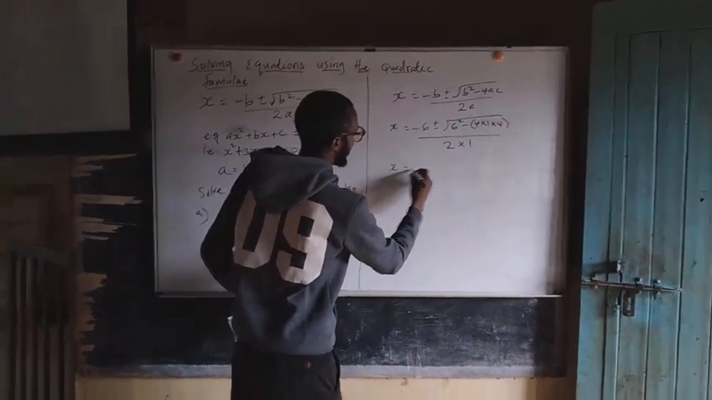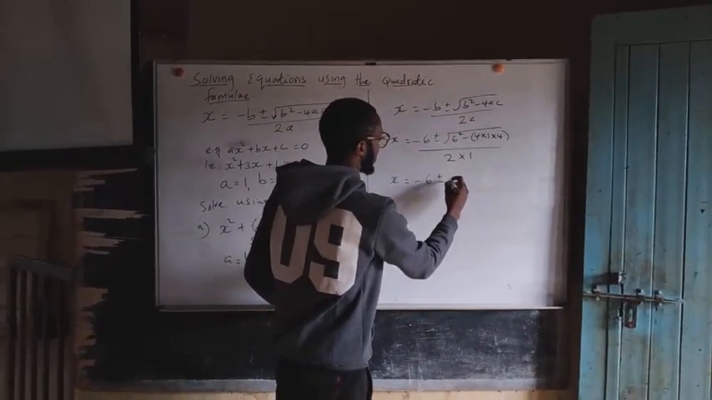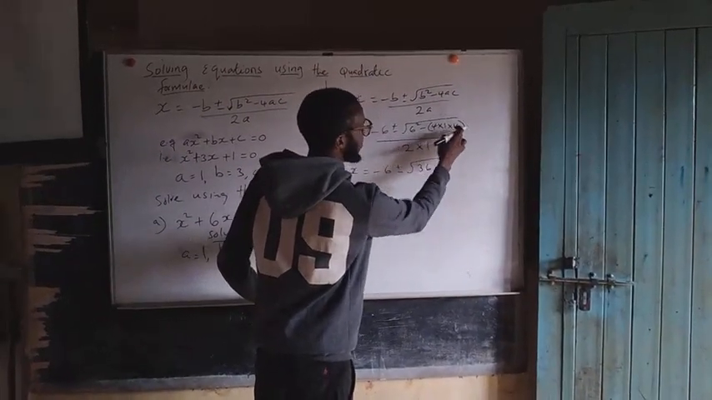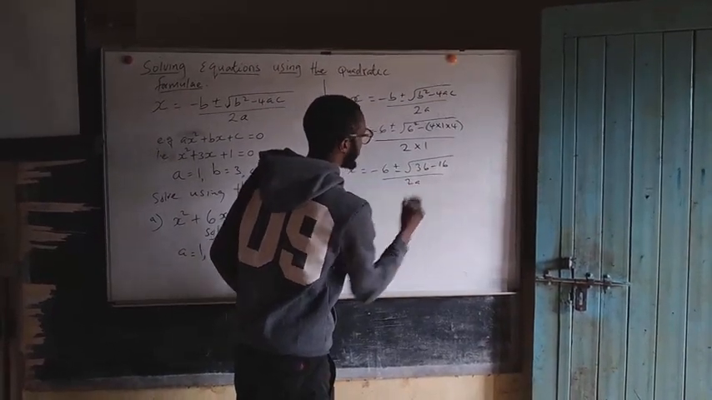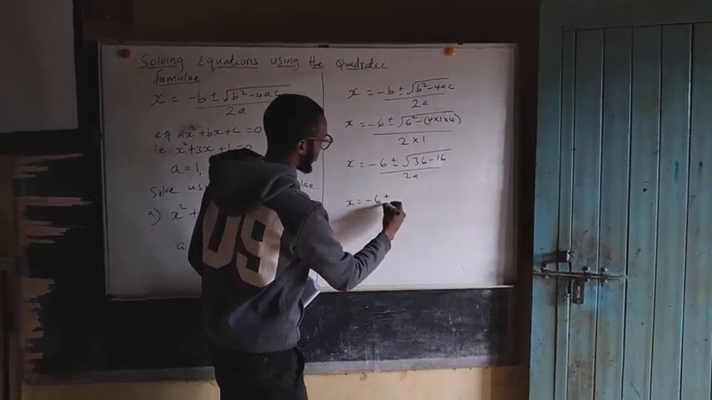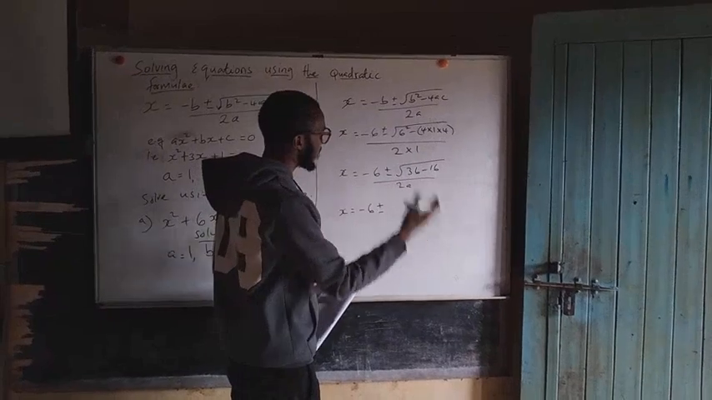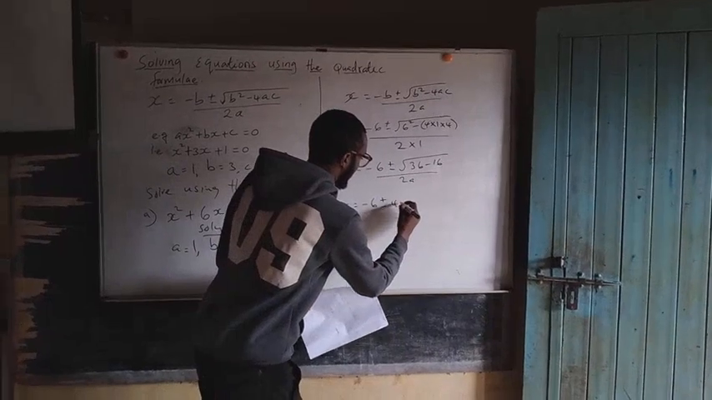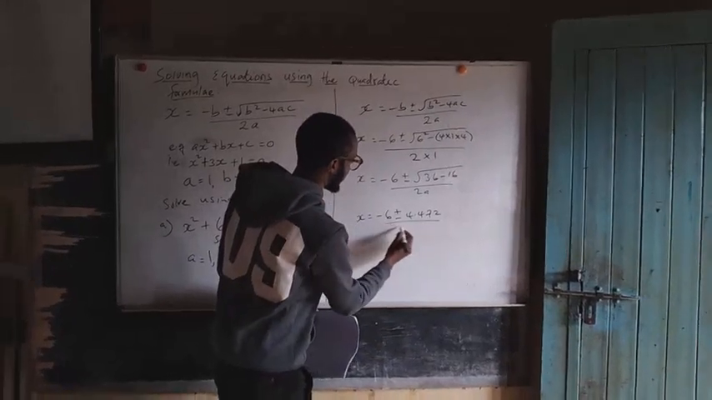So here we say x equals minus 6 plus or minus the square root of, 6 squared is 36, and then 4 times 1 times 4 is 16, so minus 16, over 2a. So our x here is given by minus 6 plus or minus the square root of 36 minus 16, which is 20. The square root of 20 is 4.472. And then the whole of this we divide by 2.